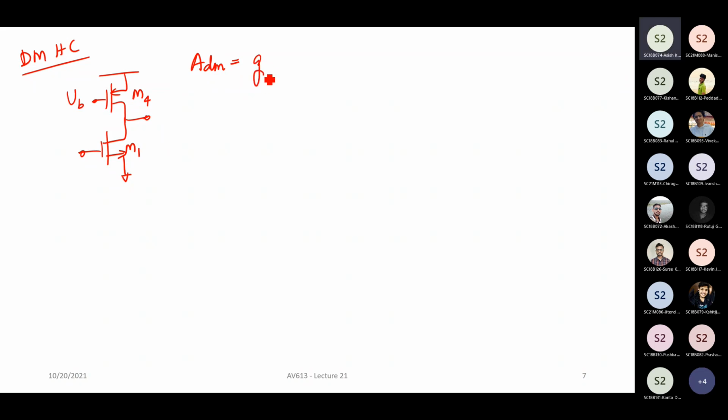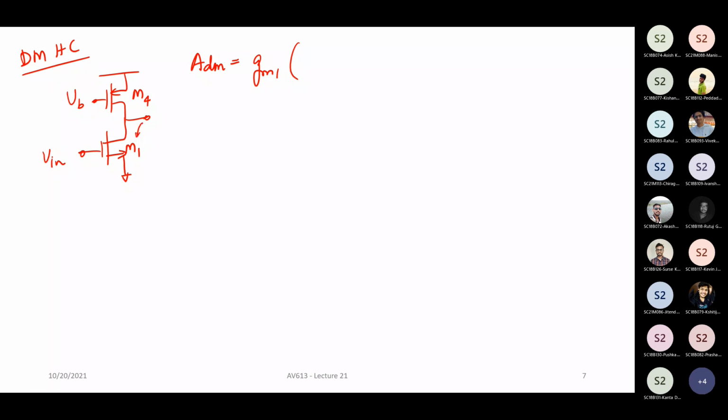gm into R01 parallel to R04. Correct, right? So this one, it is a common source. Basically, what I have drawn here, the differential mode half circuit, is nothing but a common source with a current source load, right? Which we have already seen. And the gain is given by gm1. This is your input transistor, the transconductance of your input transistor, multiplied by the total output impedance.